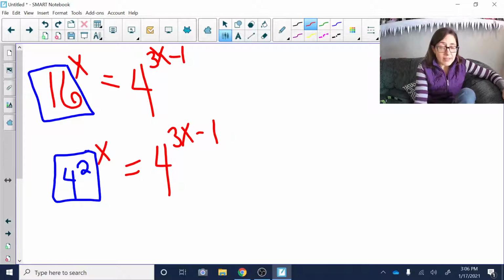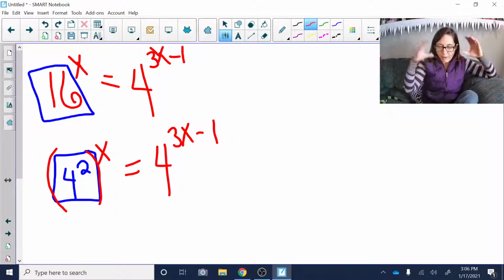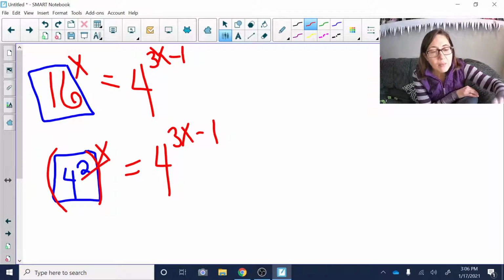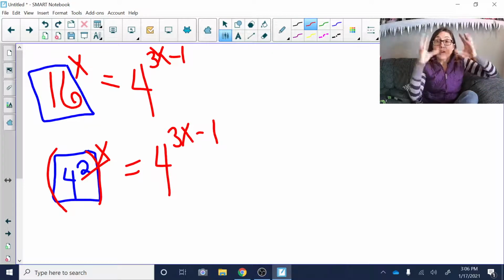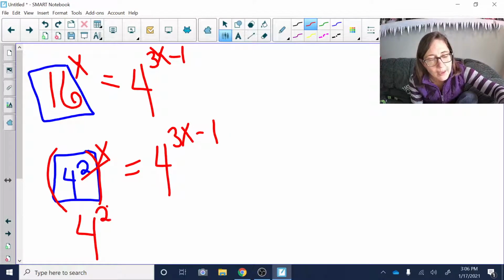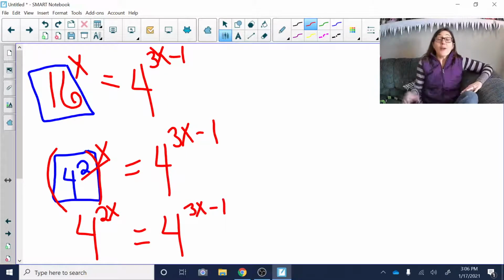If I look at the left side, I have a power to a power situation here, because there would be parentheses around that 4 squared. So what do you do when you have a power to a power with those exponents? You multiply. So this would be 4 to the 2x equals 4 to the 3x minus 1.